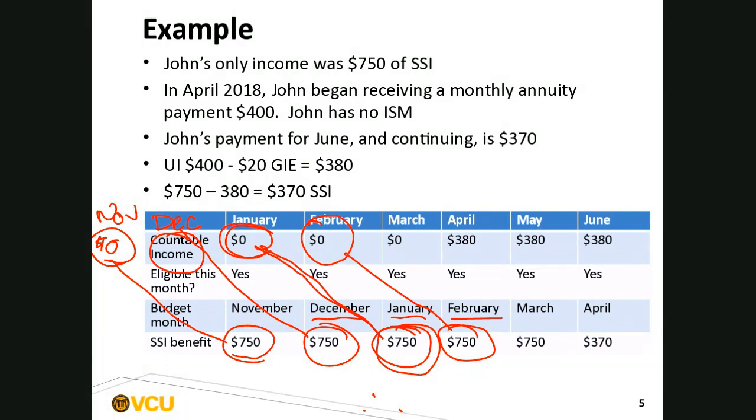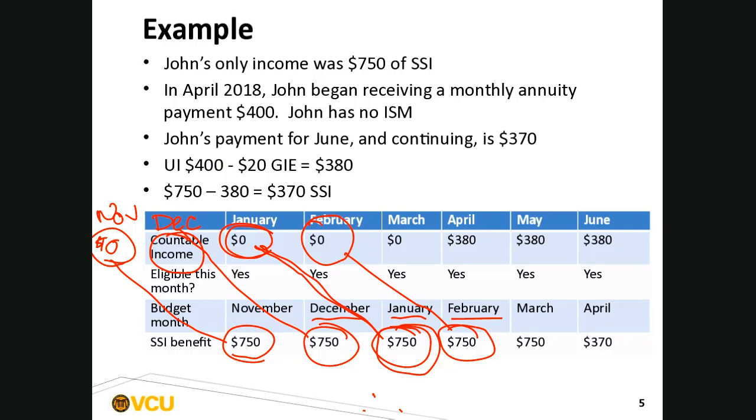So what happens here is in April, he got $380, well, technically $400 of his annuity, plus he's still got the full SSI benefit, right? So he has extra money this month, right? $380 extra money this month.